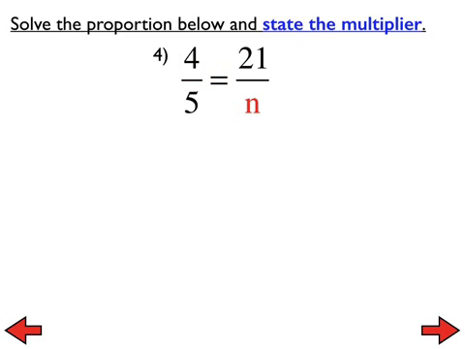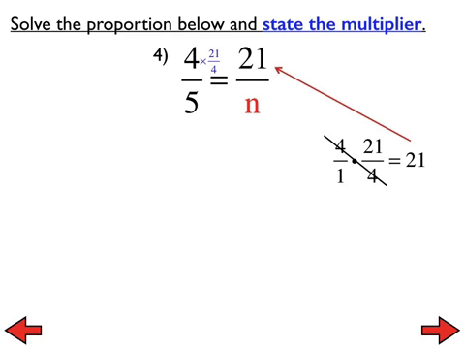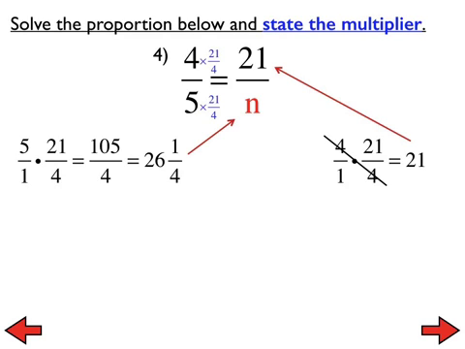Then you can solve the bottom part. 5 times 21 over 4 gives me 105 over 4, which is a mixed number answer.